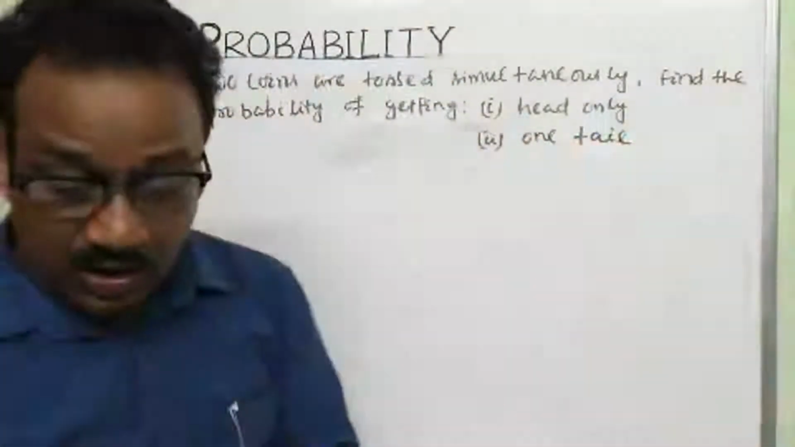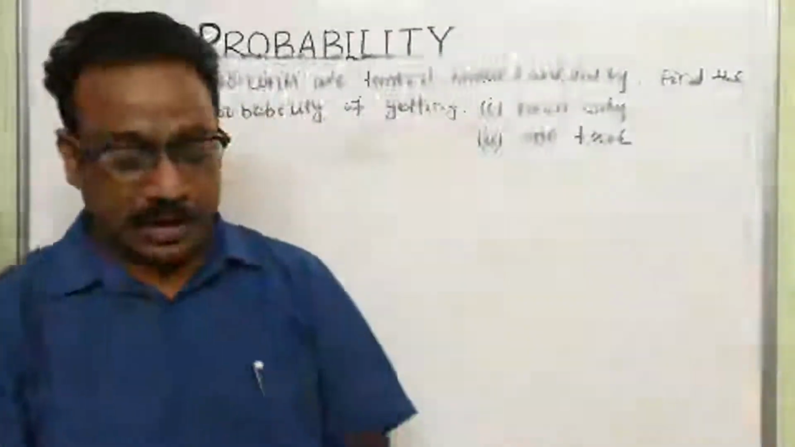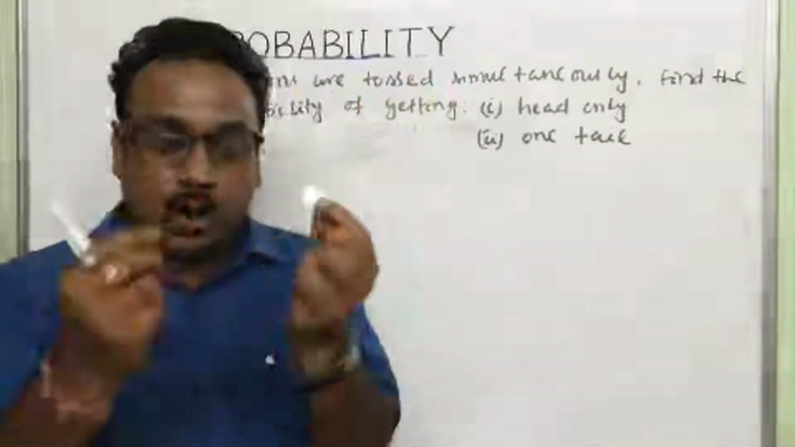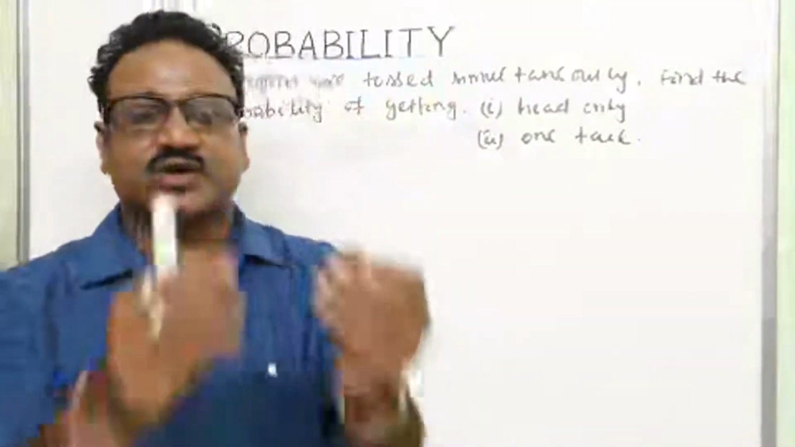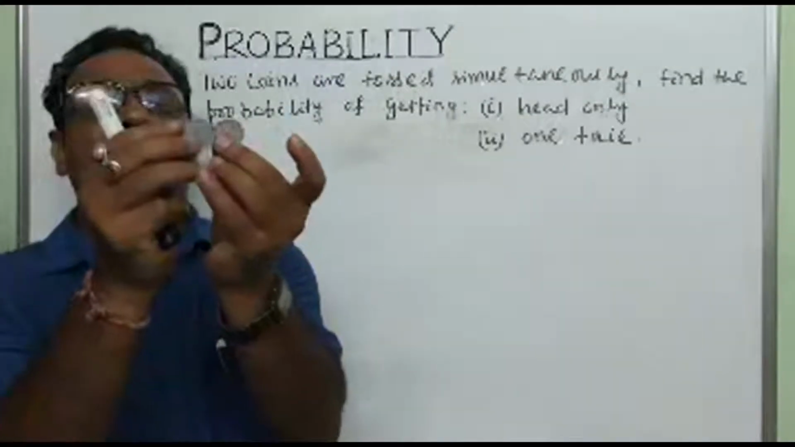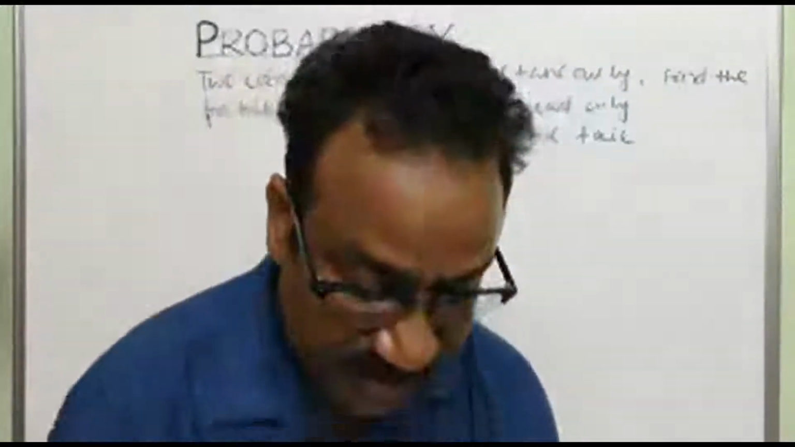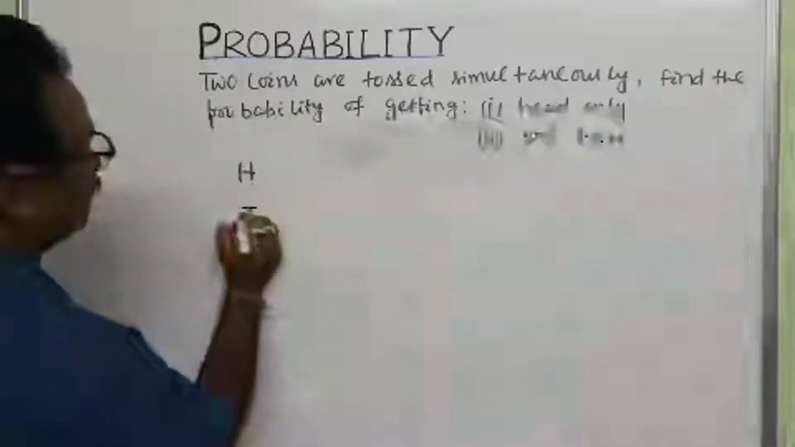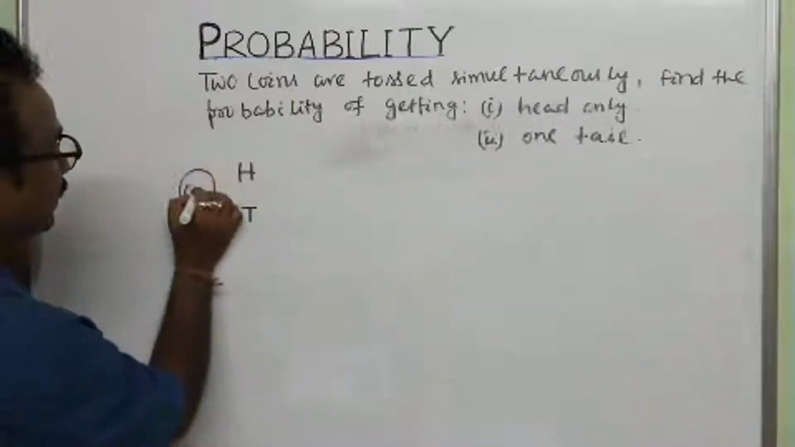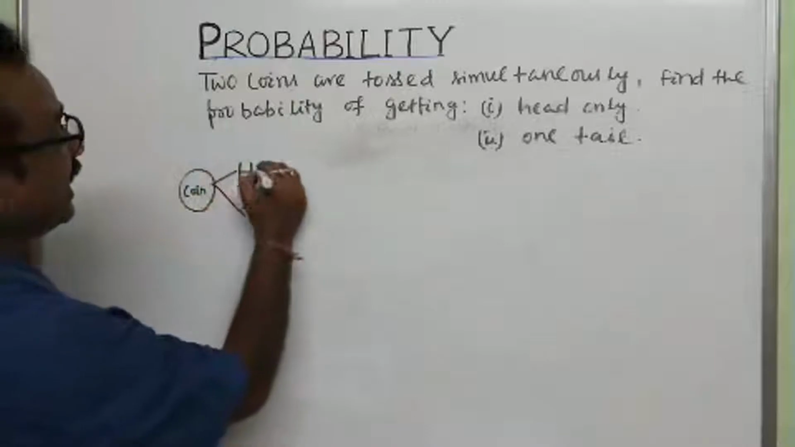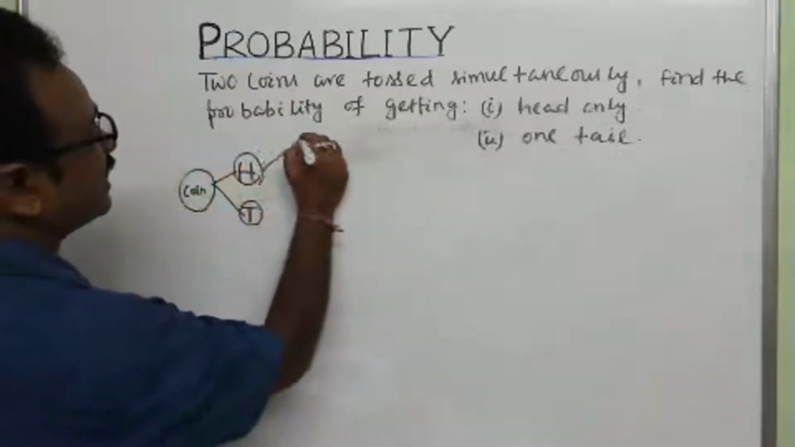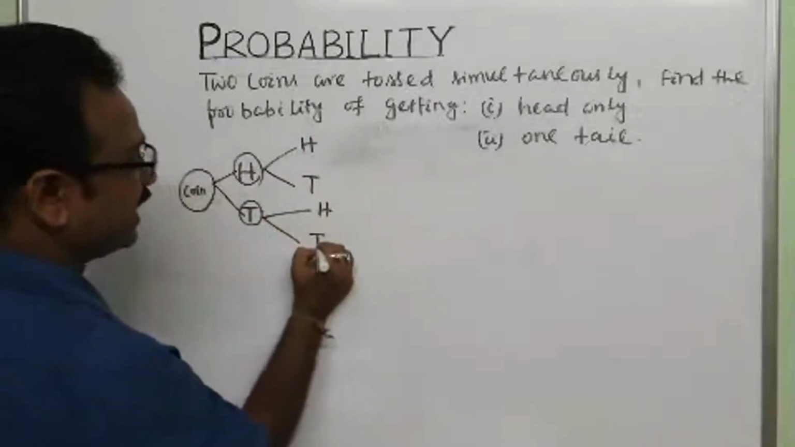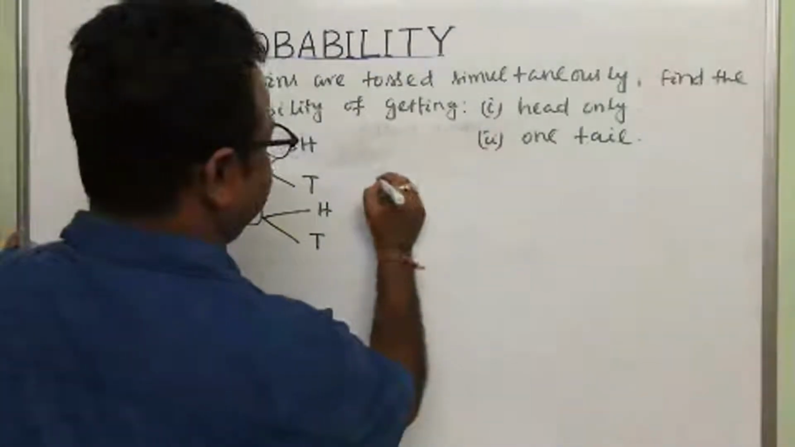Okay. Now we know about the coins. See, coins: tail, head. Two coins are there. So two coins means coin one, head, tail, and again in this coin we can get head, tail. Here also head, tail.